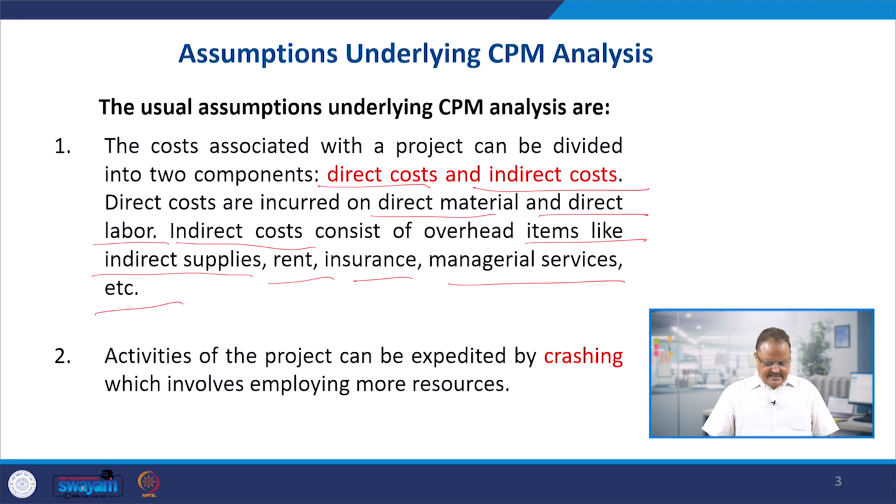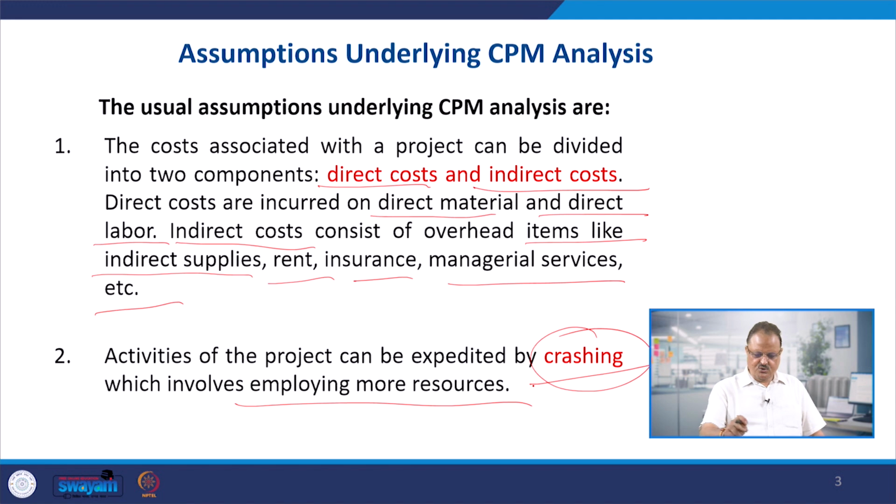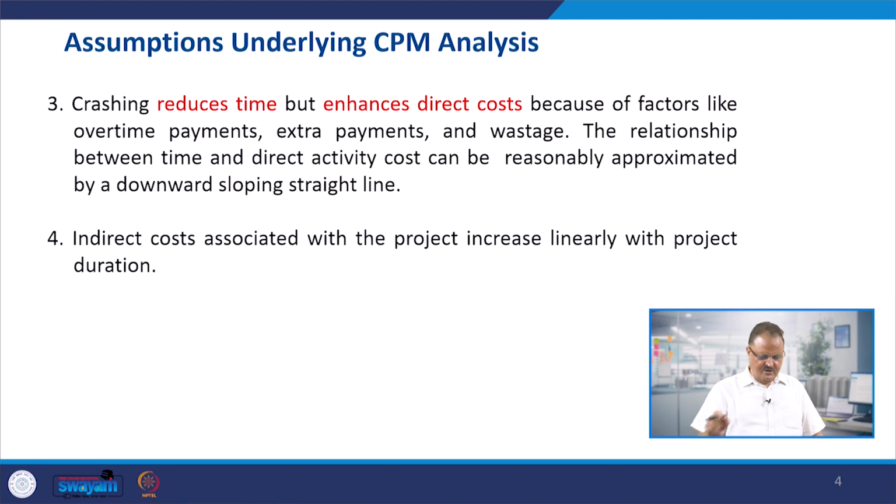Number two, activities of the project can be expedited by crashing, which involves employing more resources, right. This is a very important thing. We will learn practically, but you have to increase the resources employed in the project. Number three, crashing reduces time but enhances the direct cost. As I just told you, that reduces the time but enhances the direct cost because of factors like overtime payment you are going to pay, extra payments you are going to make sometimes for the increased supply of the resources, and wastage also, because you are doing many things in the shortest possible time.